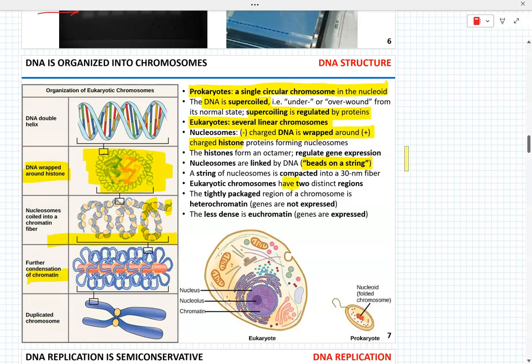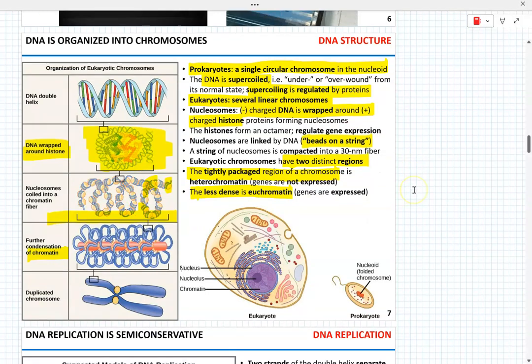There are two distinct regions within the chromatin of a eukaryote. The tightly packaged region of a chromosome is called heterochromatin, and the genes that are located within that region are not expressed. The less dense part of the chromatin is called euchromatin, and the genes found in that loosely organized euchromatin are indeed expressed.